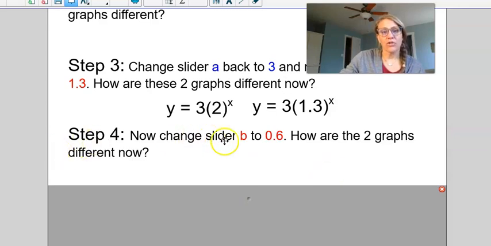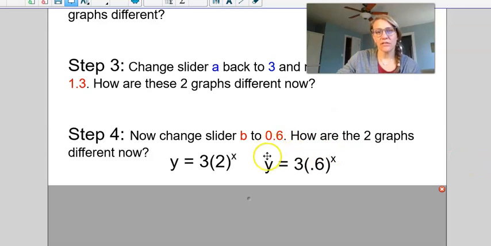So now in step 4, change slider B to 0.6. Okay, so you're going to change this value right here on your slider to 0.6 and compare those two graphs. So when you're looking at these two graphs, you'll notice, or I'm hoping you noticed, that these two graphs start at the same value, just like the other ones did. They crossed the y-axis at the same place, but their multipliers are different. And this one is going up from left to right, and this one is actually going down from left to right because this is decreasing. So this is a decay situation because your multiplier is less than 1. So it's going to go down, down, down as time goes on.